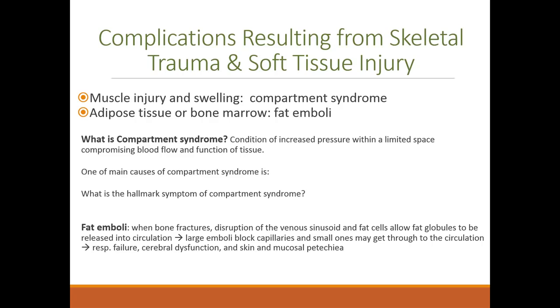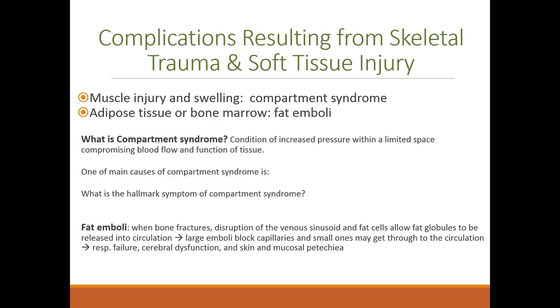Now, when we look at complications that result from skeletal trauma and soft tissue trauma, what we see is muscle injury and swelling. And the thing that we're going to be looking at is compartment syndrome. When we look at adipose tissue and bone marrow complications, generally what we're going to be looking at is fat emboli syndrome. So let's break these down and talk a little bit about them.